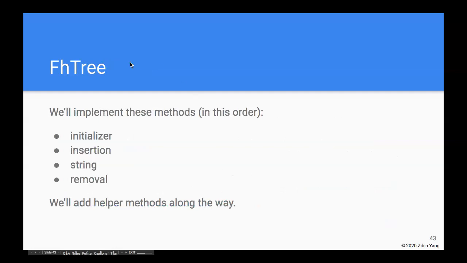Next, we will implement the tree itself, or at least the part that manages the structure of the tree. We'll call it the FhTree. And the methods that we'll implement, first, always the initializer, and then we'll implement the method to insert nodes to the tree. Then we'll implement the dunder string method so that we can see the tree. And finally, we'll implement a method to remove nodes from the tree. And then we'll add other helper methods along the way.